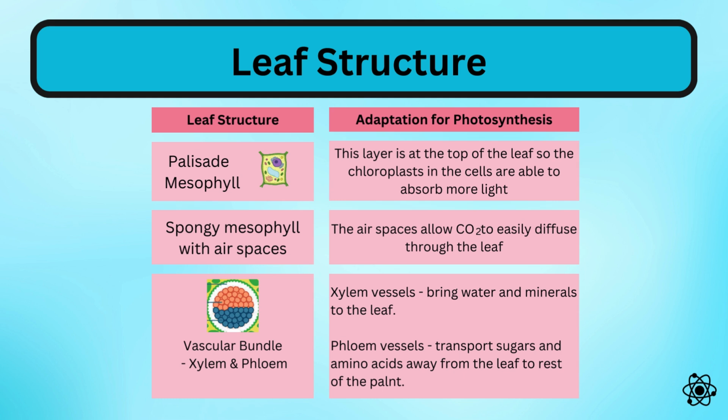The palisade mesophyll tissue layer is at the top of the leaf, so the chloroplasts in the cells are able to absorb more light. The spongy mesophyll tissue has air spaces which allow carbon dioxide to easily diffuse through the leaf. And the vascular bundle consists of the xylem and phloem. The xylem vessel brings water and minerals to the leaf, and the phloem vessel transports sugar and amino acids away from the leaf to the rest of the plant.